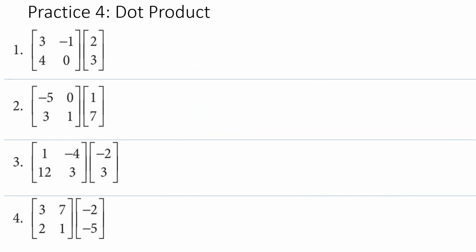All right. So what we're doing is we're going to take our elements in our first row and multiply them to the elements in our first column. Okay.